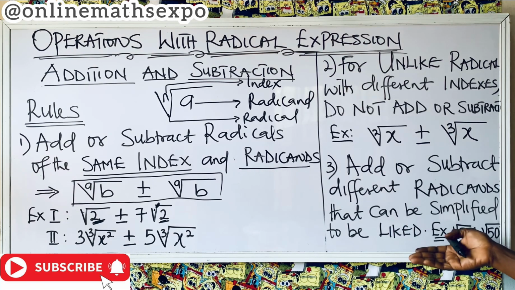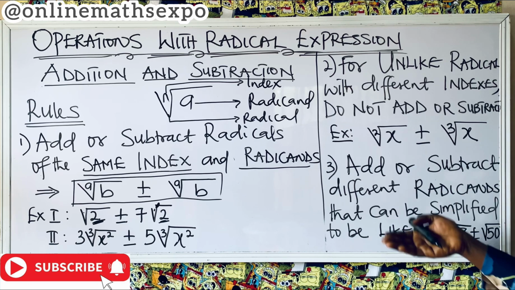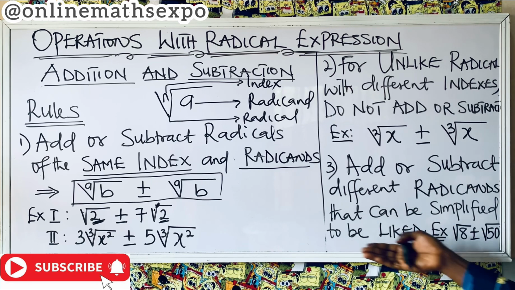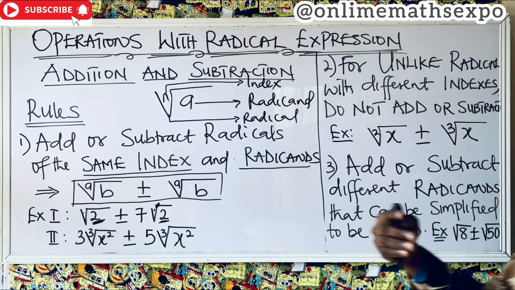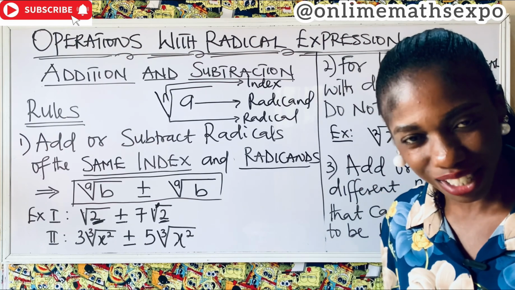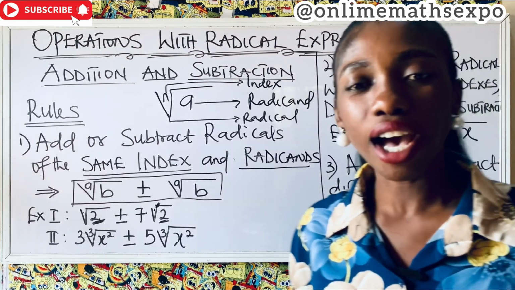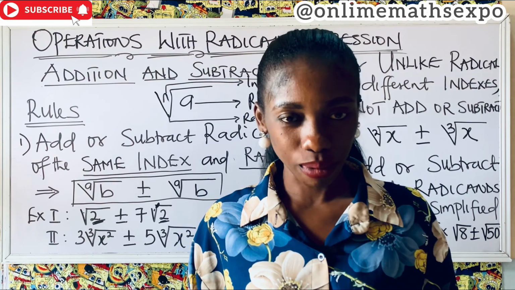Then the last rule says you can add or subtract different radicands that can be simplified to be like. Example, when you have this kind of radical, you notice they are not the same, but in the course of simplifying it, if it becomes like, like what we have here, you are free to add or subtract. Now that you have learned some of the rules that are guiding this, let's go into solving problems proper.